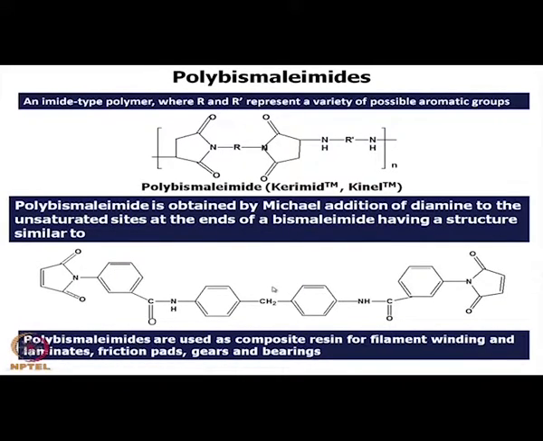Now, these polybismaleimides are used as composite matrix resin, for making composites, for filament winding and making laminates, for making friction pads, for making gears and bearings.